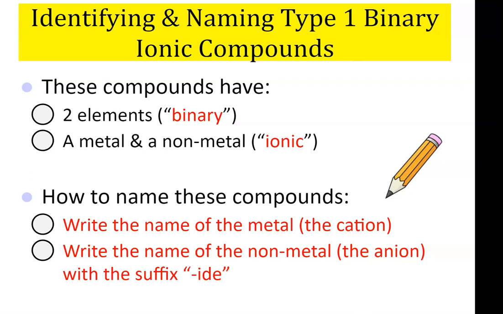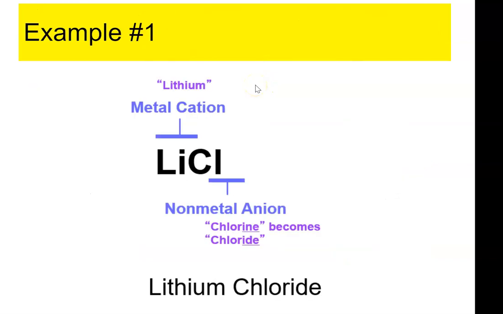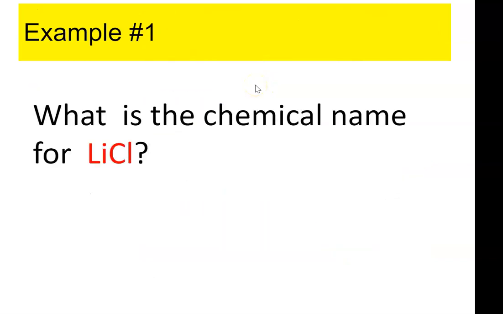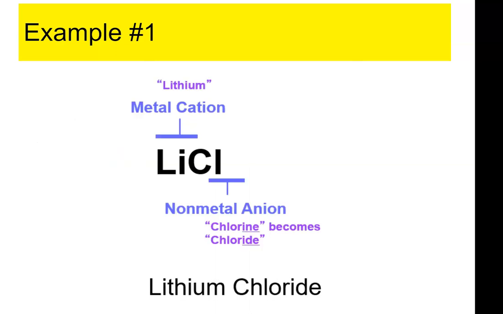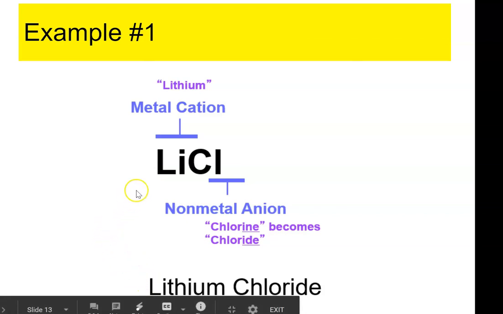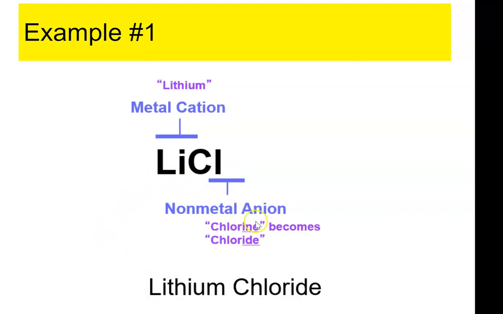All right, so let's do an example and then hopefully this will make sense. So LiCl, we need to name that. On your periodic table, you would find Li is lithium, and so you would just write down lithium, and then Cl is chlorine, and you would change the ending of it to chloride. So here is the name, lithium chloride. Li for lithium, and then chlorine becomes chloride. And that's all there is to it. That's all you do. Lithium chloride.